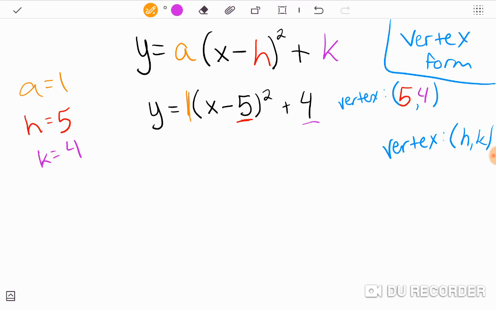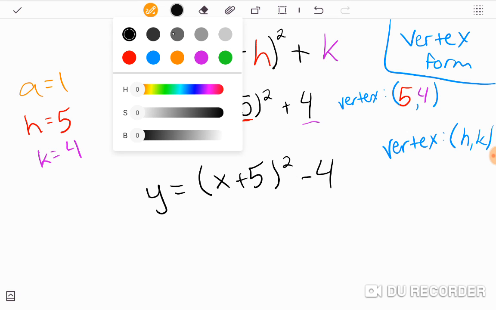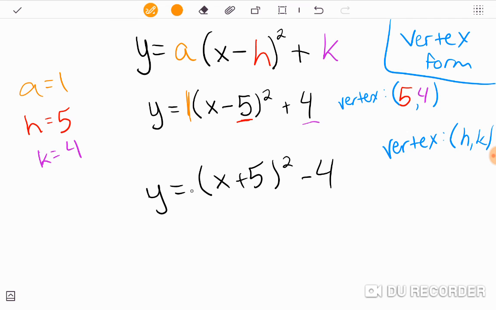That's all it is. What happens if I have some negatives in here or some signs go a little bit differently? Let's change this problem a little bit. I'm going to make it x plus 5 squared minus 4. And we're going to see what that does to the vertex. My a for this problem that I just gave you is still 1. a is 1.